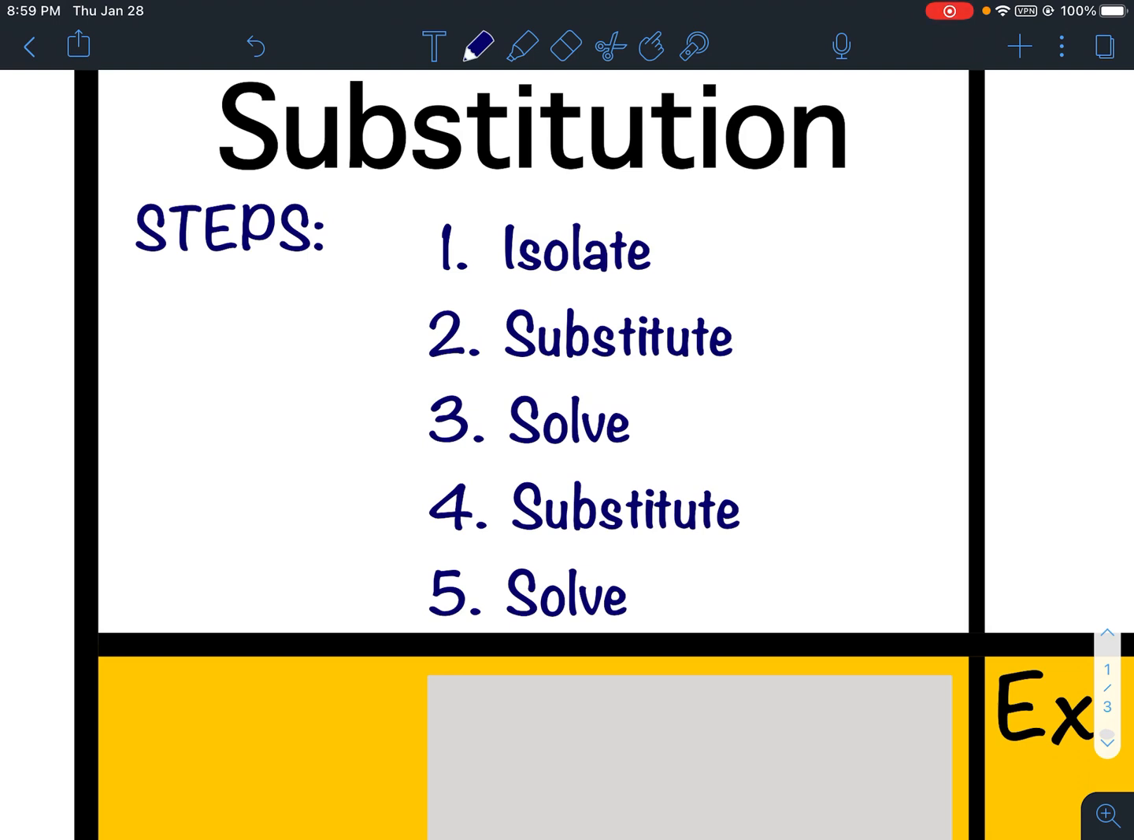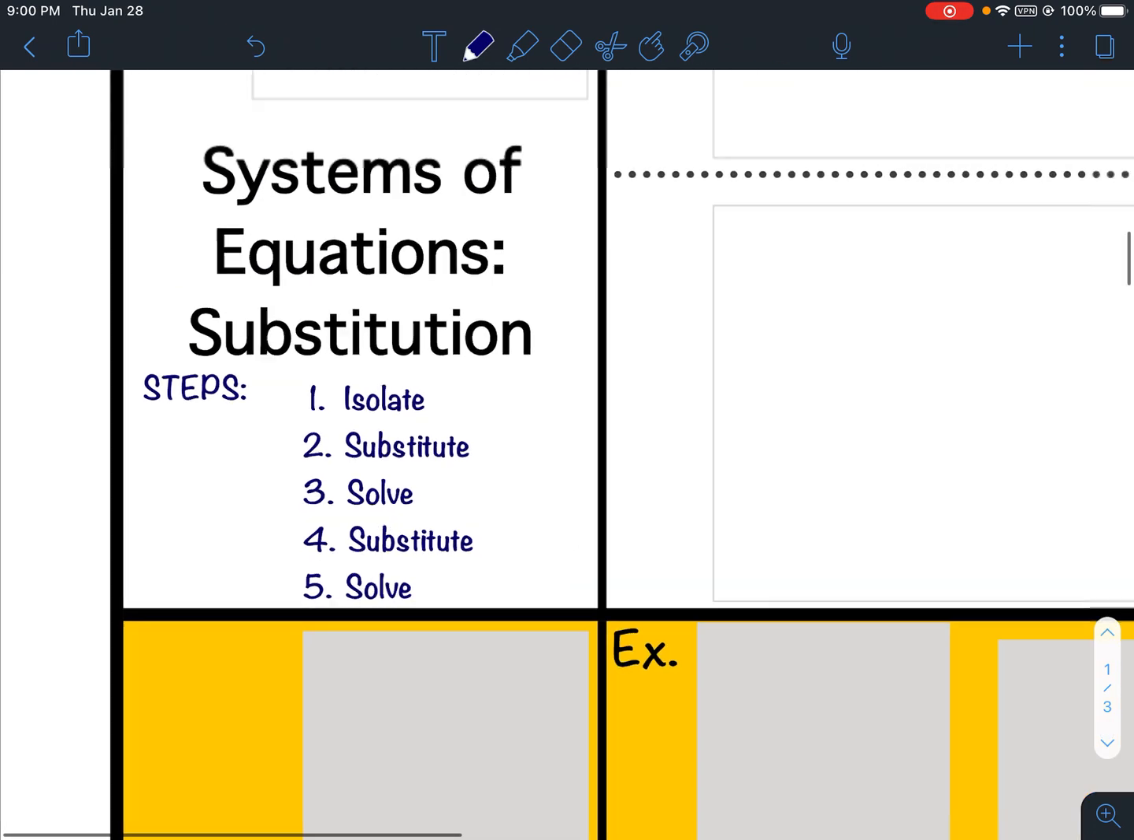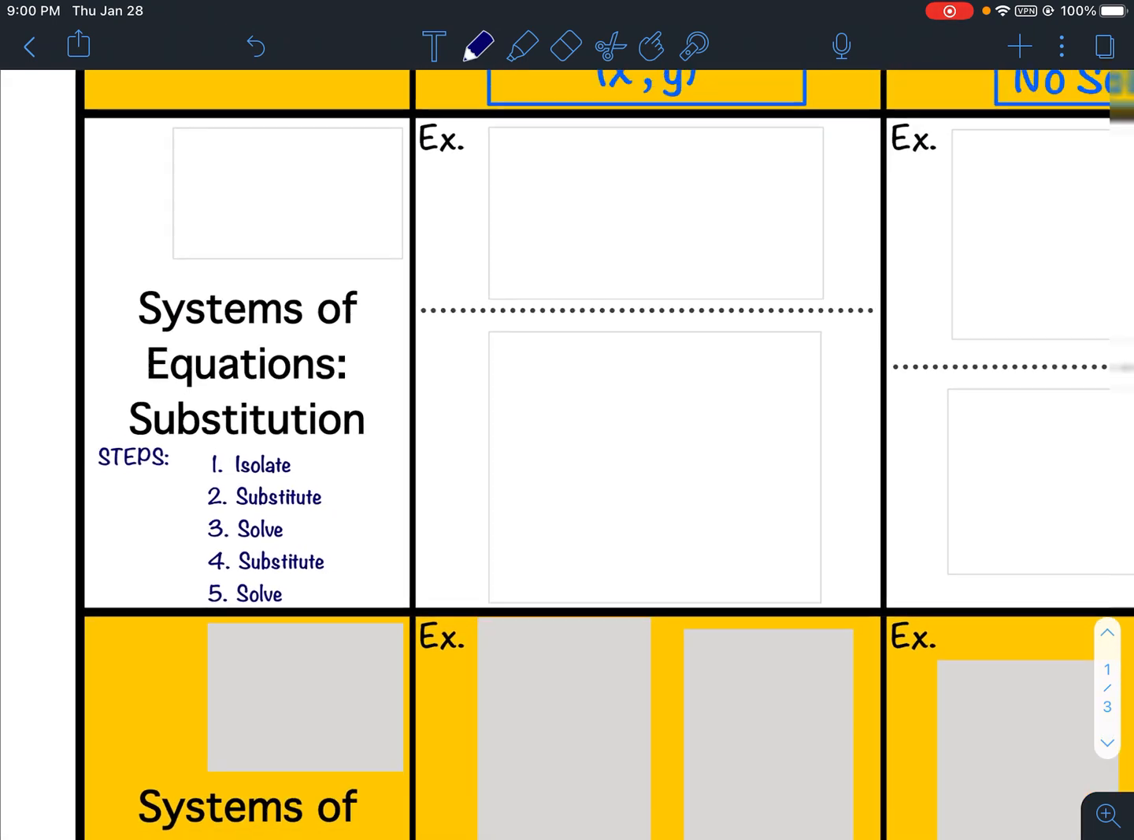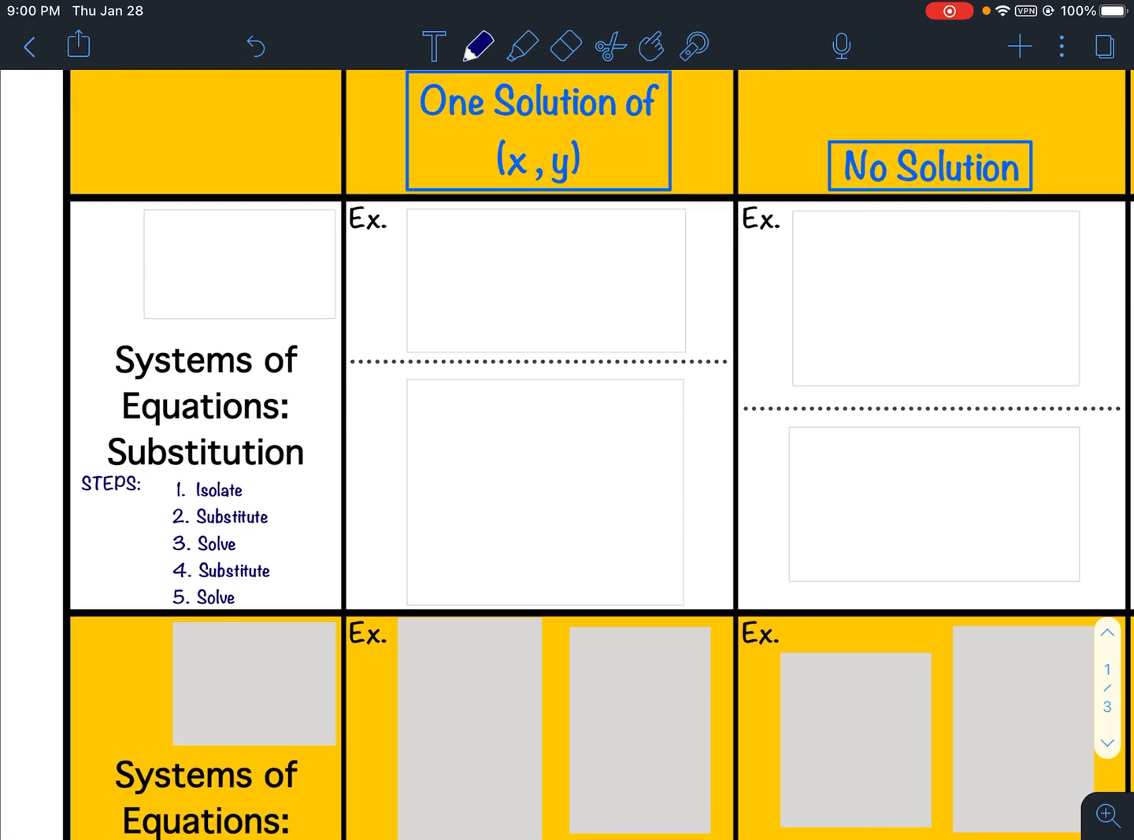All right, so step 1 is to isolate a variable. So you solve for the easiest variable. You could solve for x or you could solve for y. What you get after you solve for that easiest variable, you substitute into the other equation. That's step 2. Step 3 is to solve that equation after you substituted it in. So what we're going to look at here is what you get after completing step 3.